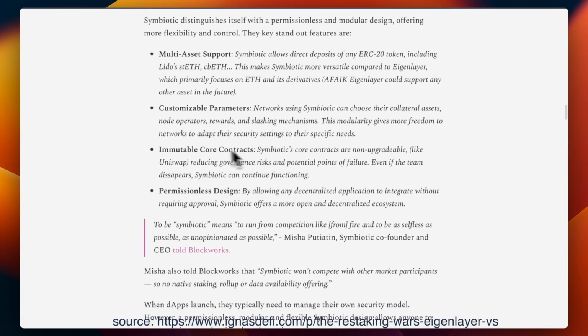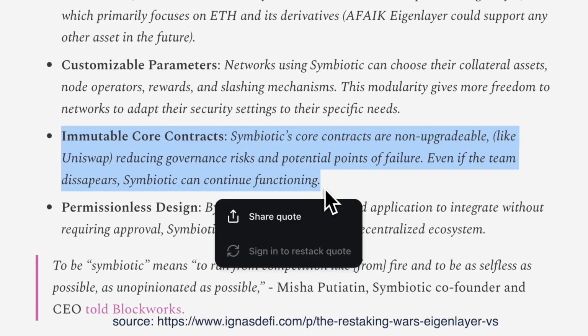The third thing is the security of smart contracts. EigenLayer has upgradable smart contracts. That means there is a DAO that can take certain decisions that will make certain changes to the core protocol of EigenLayer. Symbiotic, on the other hand, does not have upgradability, and its core contracts are non-upgradable, which kind of mitigates the risks that some people see in having the DAO governing.